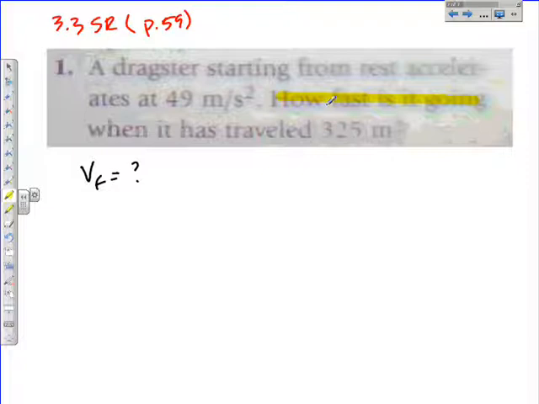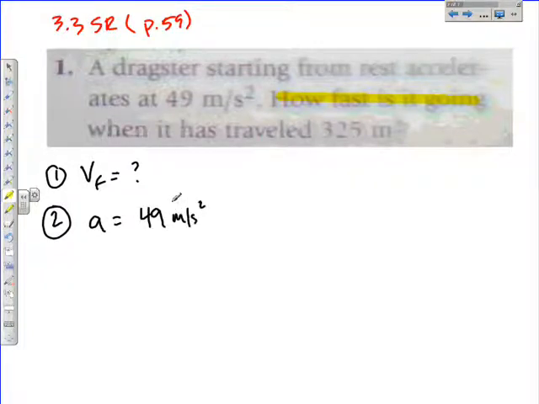And you'll start learning terminology and learning that keywords mean certain things. So step number 1, what is this question asking us for? Step number 2, what do we have to work with? So it says a dragster starting from rest accelerates at 49 meters per second squared. That's telling us that the acceleration of this object is 49 meters per second squared, right?